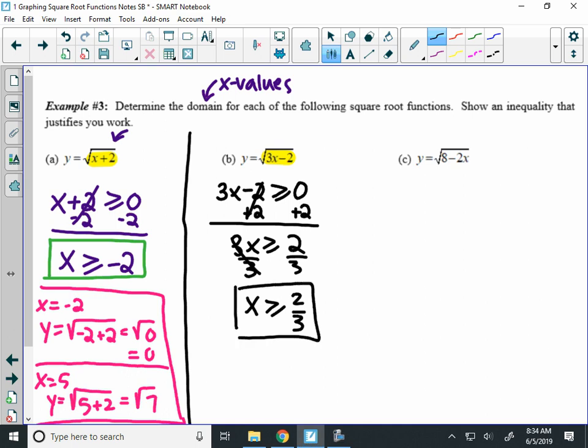I'll spend a little bit more time on C. I'll go back through like I did in the first one, testing numbers. 8 minus 2x. So I take my radical, or my radicand, set it greater than or equal to 0. I'm going to solve for x. I'm going to subtract 8.